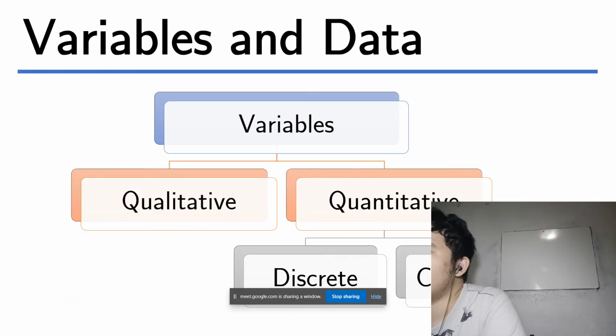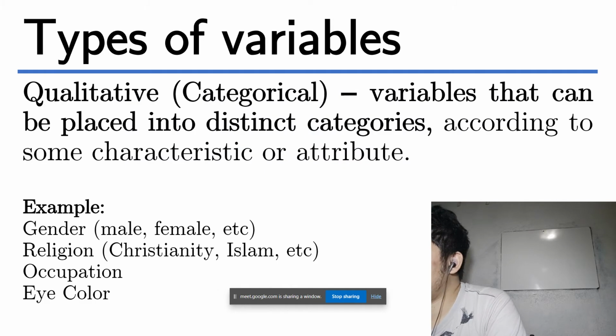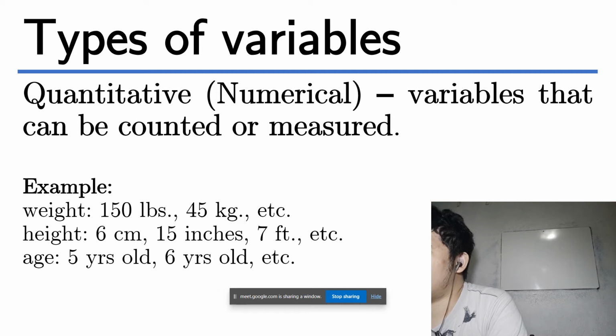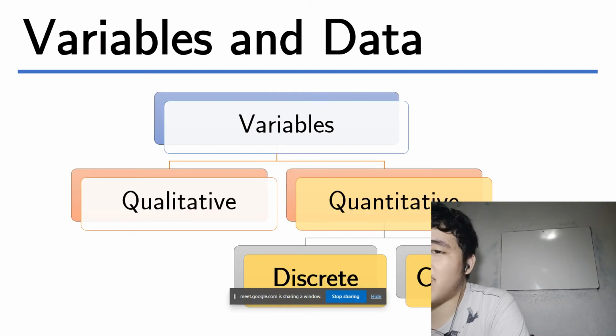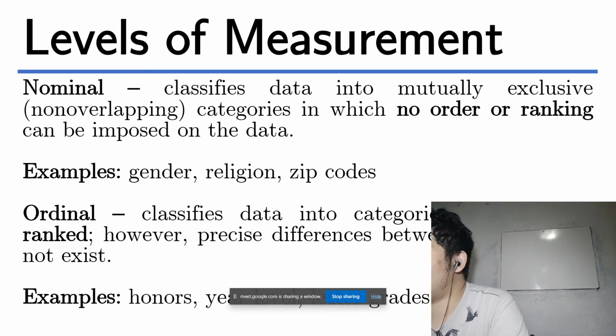Ito yung different kinds of data natin. Qualitative and quantitative. So, qualitative, categorical lang. Halata naman to. Quantitative can be counted or measured. Then, yung quantitative can be divided into discrete or continuous. Discrete consists of a finite or countable number of values. Continuous, measuring infinite yung possible number of values.